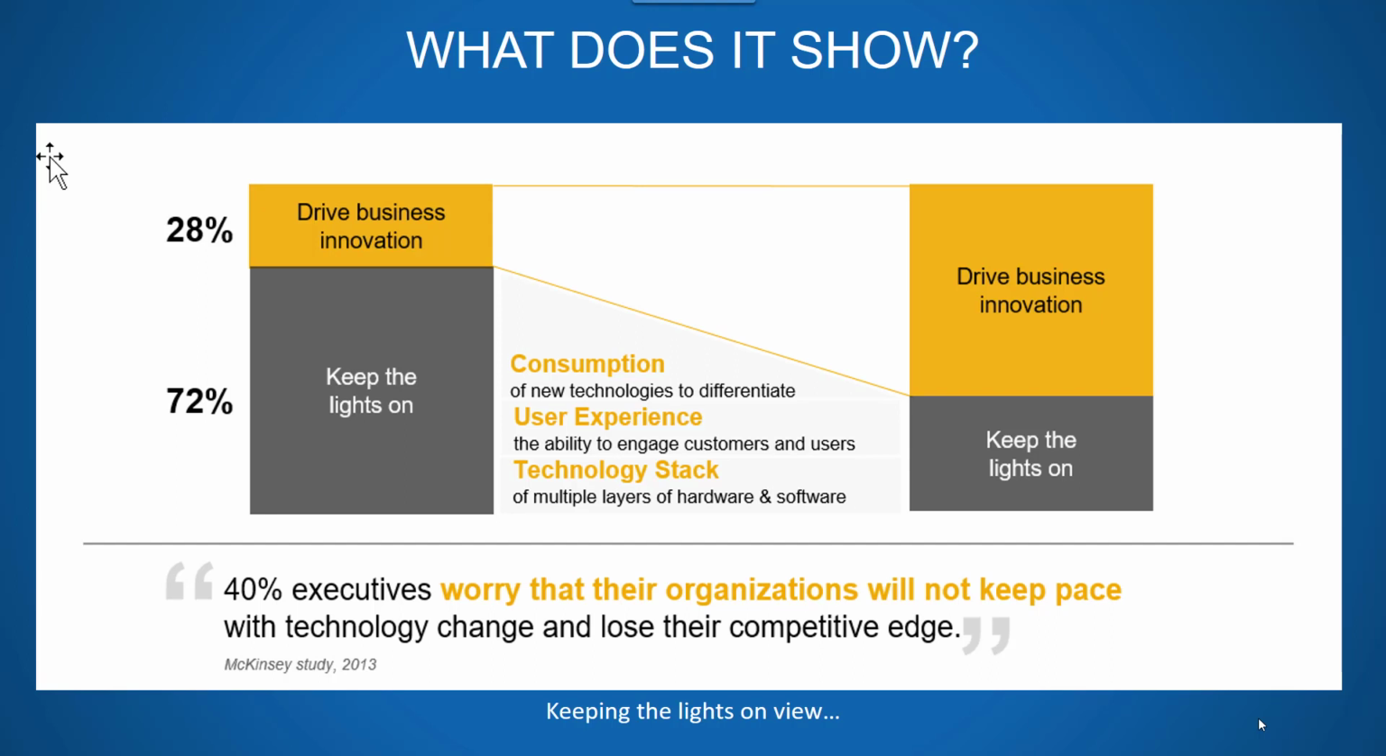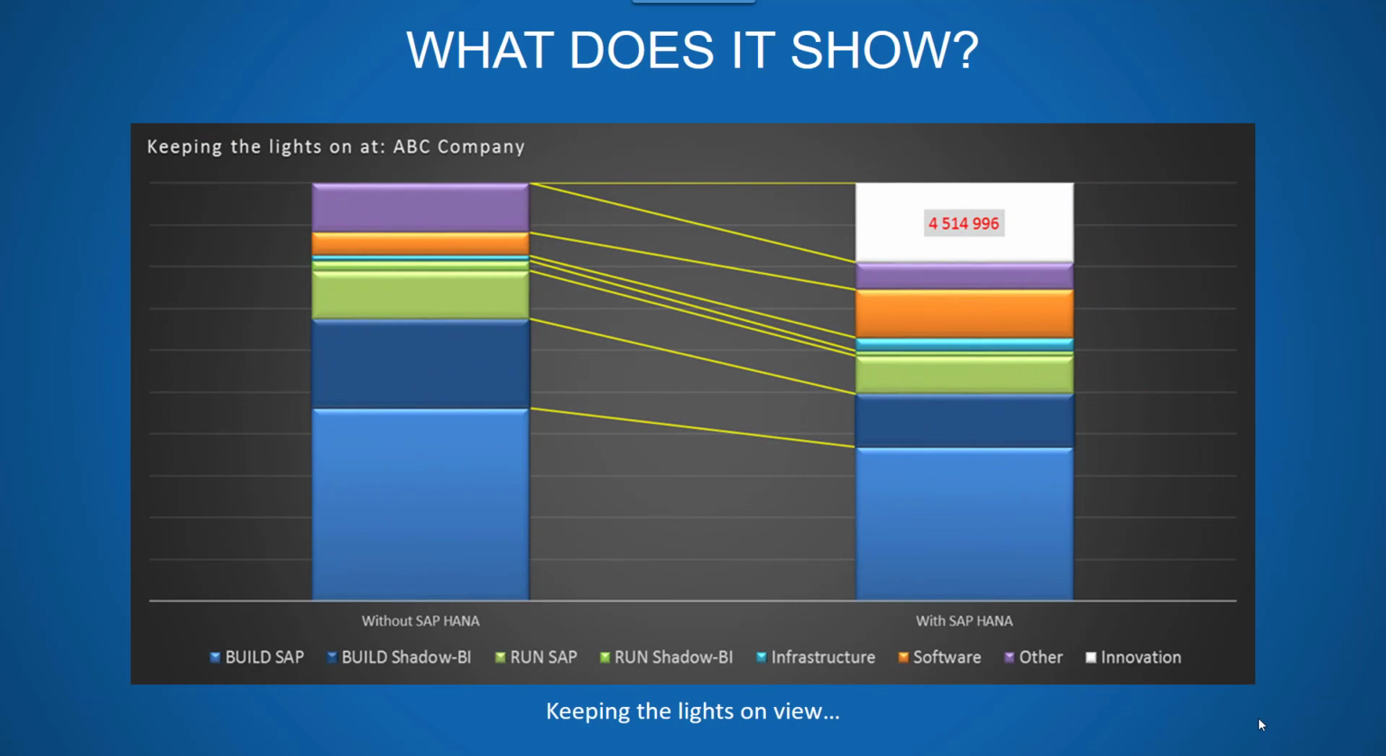So the key message from SAP is, if you put a digital platform like SAP HANA in place, potentially it can allow you to shrink that keep the lights on portion of your IT budget and create more scope to do business innovation. So this again is a PowerPoint picture, and what the model does is it actually converts it into numbers based on the inputs that we provide into the sheet. So you can see in this particular example, there's 4.5 million worth of budget that's now been freed up for innovation based on the introduction of HANA, for example. So it's just an interesting view of how a company's IT budget can be reorganized.